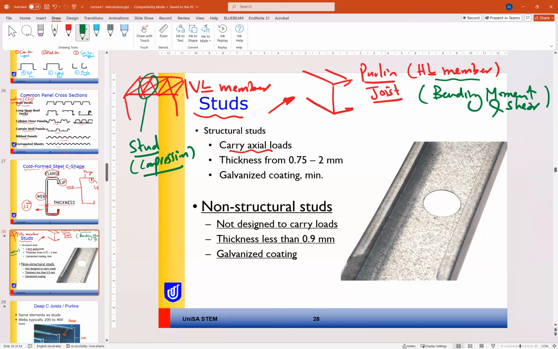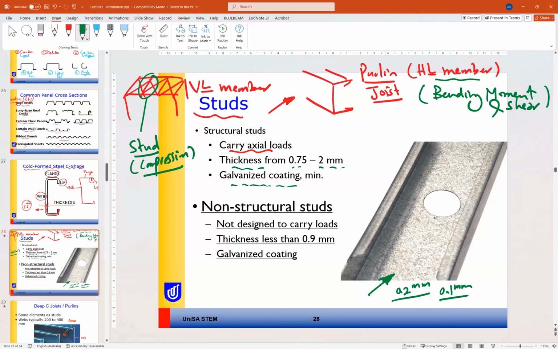The thickness is between 0.75 to 2 millimeter, and it has a galvanized coating. So as you can see in this image here, the cold formed steel is secured or has a protective coating, which is galvanized coating. This galvanized coating is very thin, it is like 0.2 millimeter or sometimes 0.1 millimeter, based on the cross section.